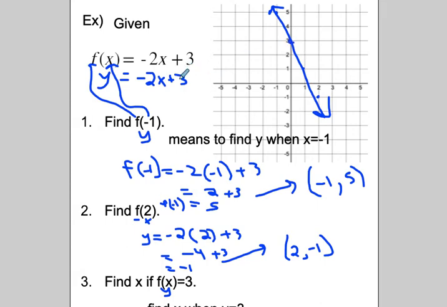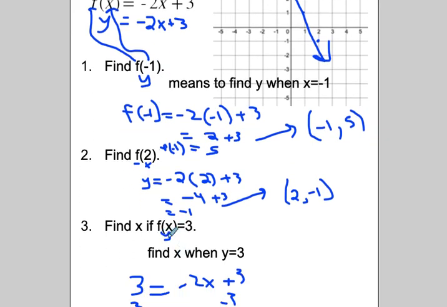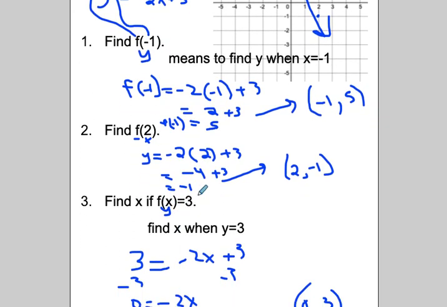So function notation, it's good for when you have multiple functions. It tells you which function you're looking at. And anytime the inside is replaced, that's replacing with an x. Otherwise, if the whole thing is being replaced, that's replacing with a y.